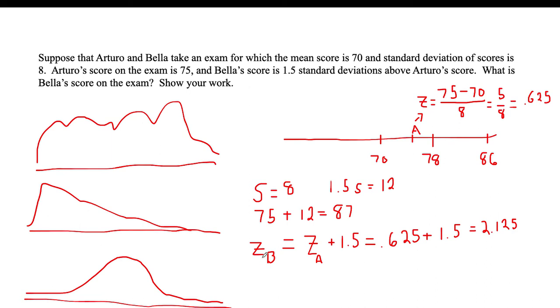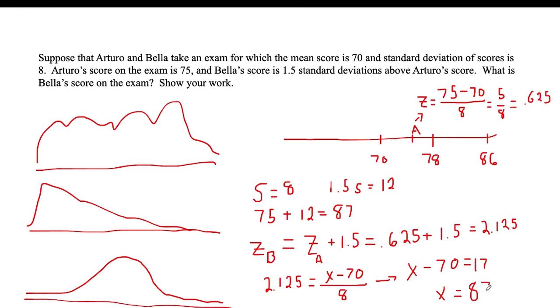So if I know that the z-score of Bella is 2.125, and I know the z-score formula is x minus x bar, which we already know is 70, over the standard deviation, which we already know is 8, then I just have a little arithmetic to do in solving for x. If I multiply both sides by 8, I get x minus 70 equals 17. And then you add 70 to both sides, and you'll get back that x is 87.